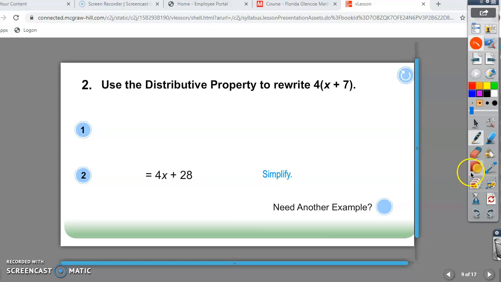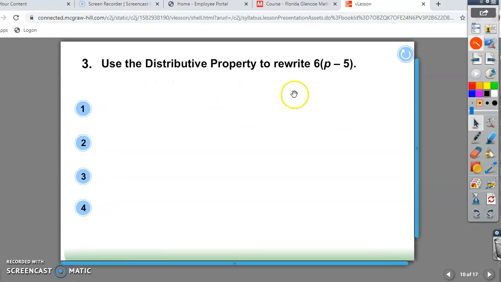Moving on to our example number 3. I am going to take 6 and multiply it times p. And 6 times p is 6p. And 6 once again times 5 is, and make sure you take your minus there, 30.